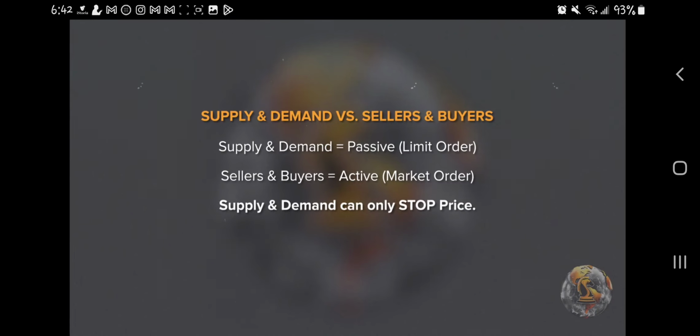Supply and demand can only stop price. And this is a very common misconception. Supply and demand can only stop the price from moving. They cannot move the price. So you might think of a whale with a big order or smart money or whatever. If they have huge orders sitting there, that cannot move price. That can only stop the price when it gets there. Only sellers and buyers can actually move the price. The price can only move through somebody actioning a market order for the price to go up or down.